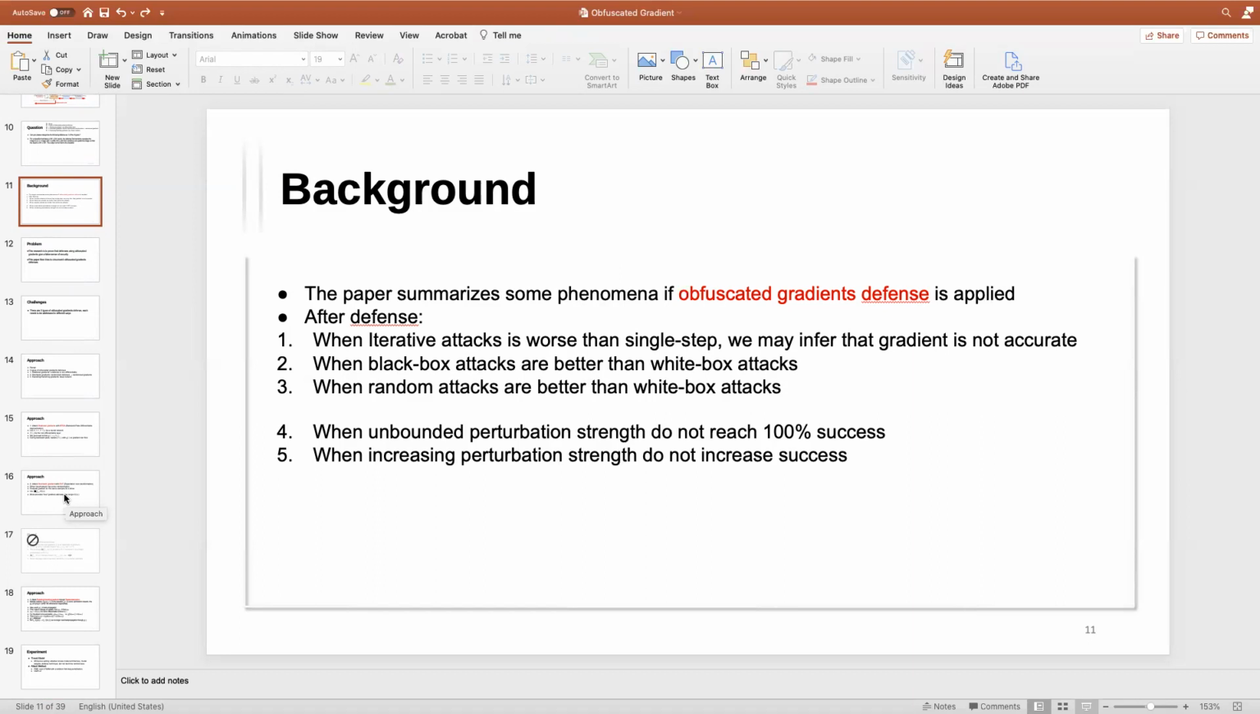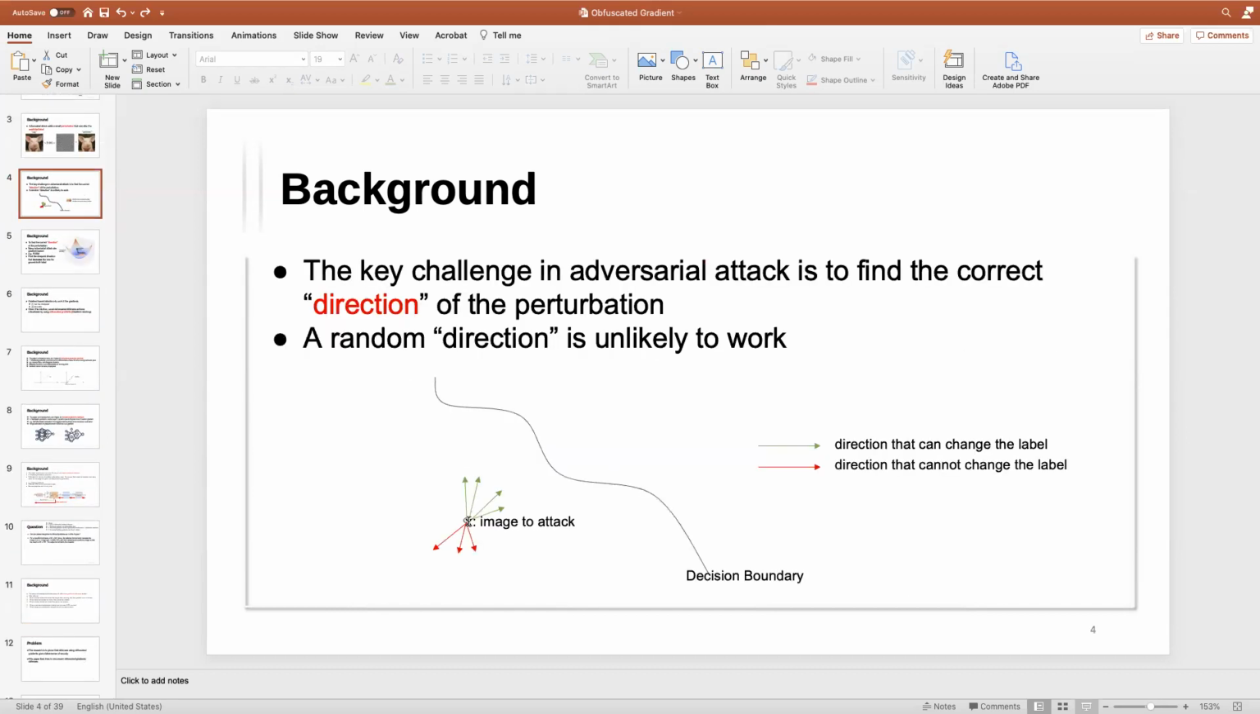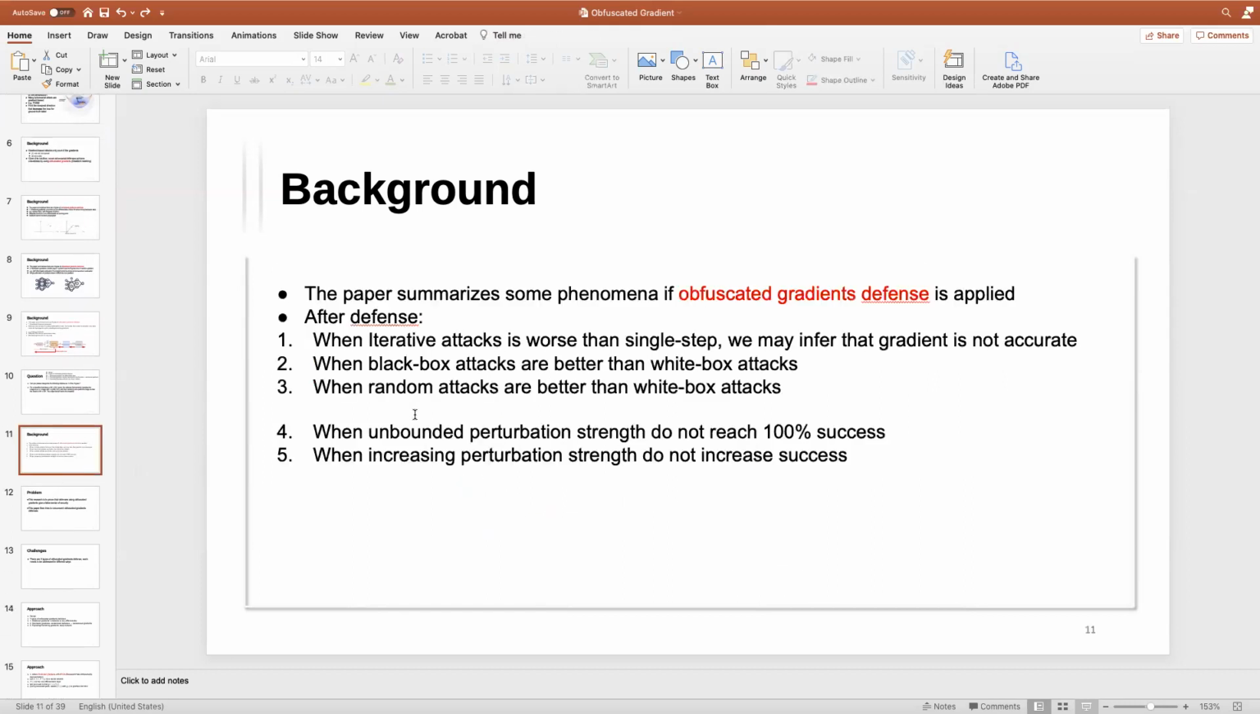So maybe we can look at the 0.5, 0.4, and 0.5, when unbounded perturbation. So what do you mean by unbounded perturbation strength? Perturbation strength is like the step size you take. For example, in this graph, if I'm sure that my direction is one of the green directions, and I take a long enough step size, then definitely I will reach the decision boundary in the end. But it may not guarantee we can still preserve the semantics.